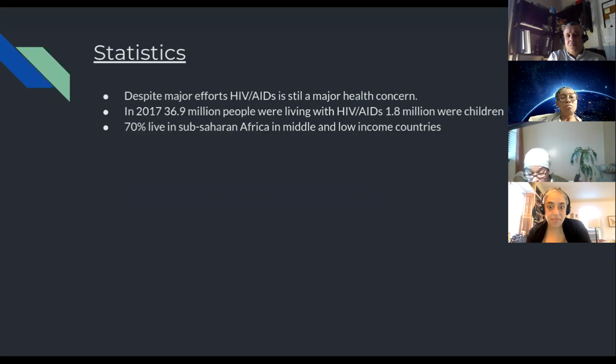major efforts. HIV and AIDS is still a major health concern. In 2007, 36.9 million people were living with HIV/AIDS, and 1.8 million of them were children. And about 70% live in the sub-Saharan African, in middle and low income countries.